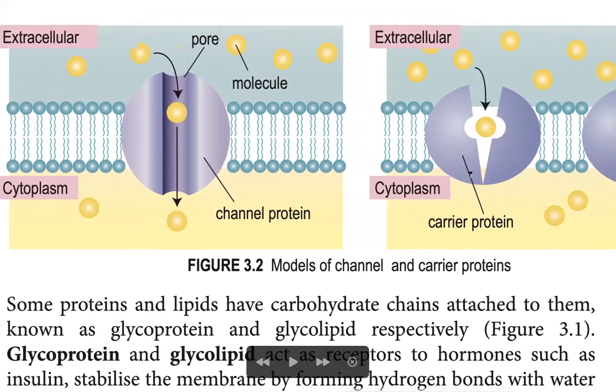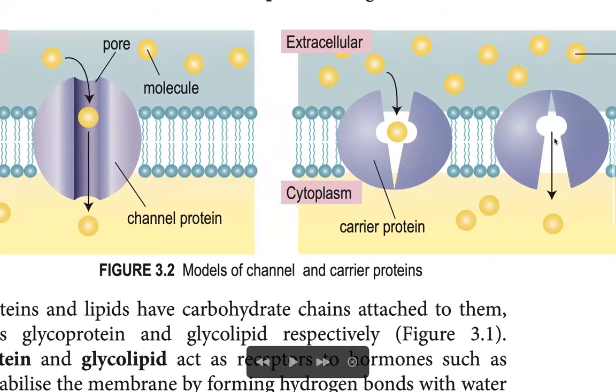But for carrier protein, if you notice, this is how it looks like. It has a very tiny hole in the middle. But here, you see, dia ada jalan straight forward. But for carrier protein, there is a hole inside where it needs to change its shape. So we can say that carrier protein will change its shape in order to allow the substance to get in or get out.